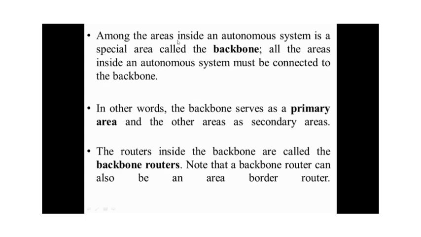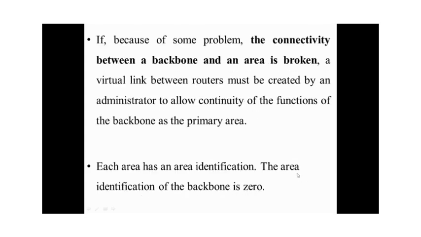Among the areas inside an autonomous system is a special area called the backbone. All the areas inside an autonomous system must be connected to the backbone. In other words, the backbone serves as a primary area and the other areas as secondary areas. The routers inside the backbone are called backbone routers. Note that a backbone router can also be an area border router.